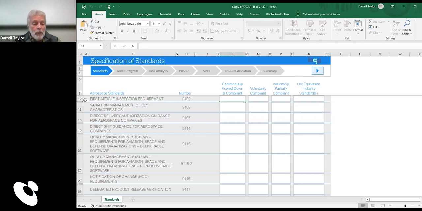So you answer the question, and I'll just run through an example here. First article inspection, was it contractually flowed down to you, and are you compliant? I would hope the answer is yes, if it got flowed down to you. But you may be voluntarily compliant. An organization may not have a customer that flowed down 9102, but you chose to set up your system that way. So you are now using the 9102, and we've got evidence that you're using that. You may have chosen, maybe it wasn't flowed down, and maybe you did a modification to it. So you might put in here that, yeah, we use parts of it, and then you would click that off.